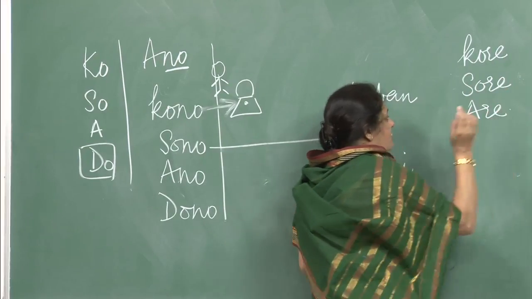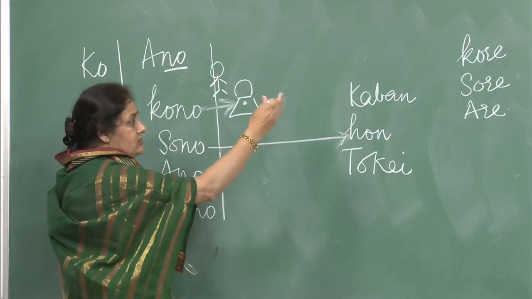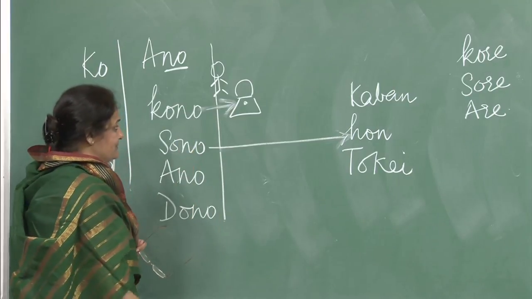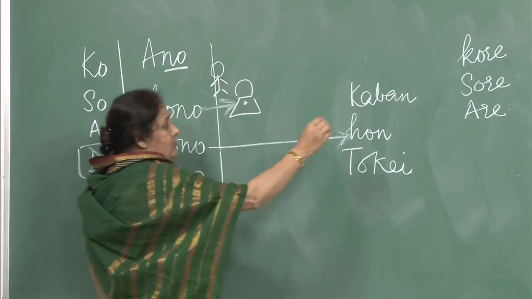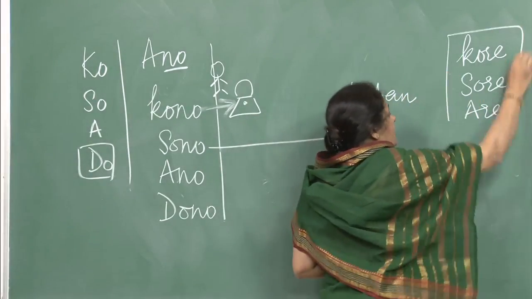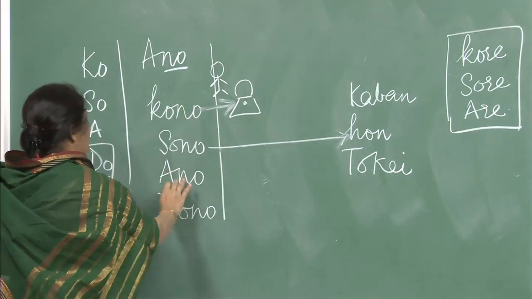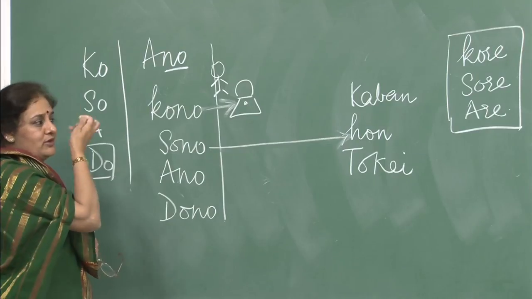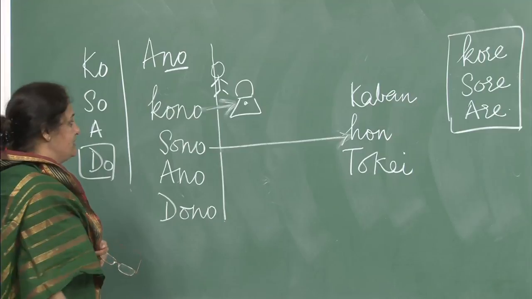So, similar to kore, sore, are, we use kono, sono and ano. Kore, sore, are of course demonstrative pronouns. These are demonstrative adjectives. There is a big difference over here. These are only to be used for things, inanimate objects, and kono, sono, ano can be used for inanimate and animate both, because you are actually naming the person or the object.